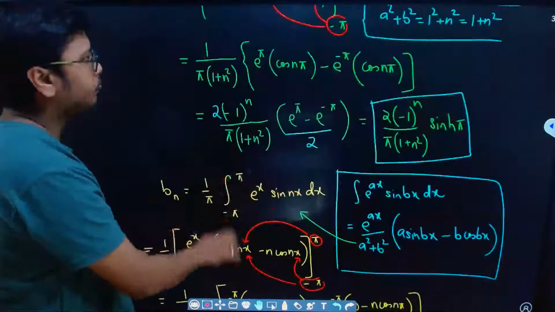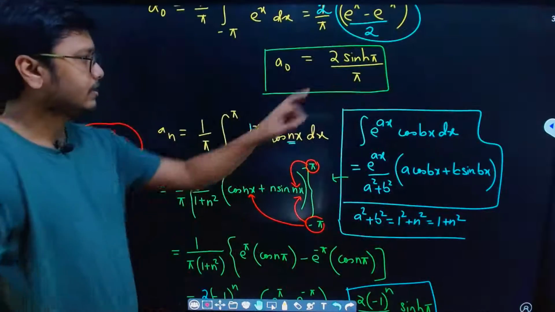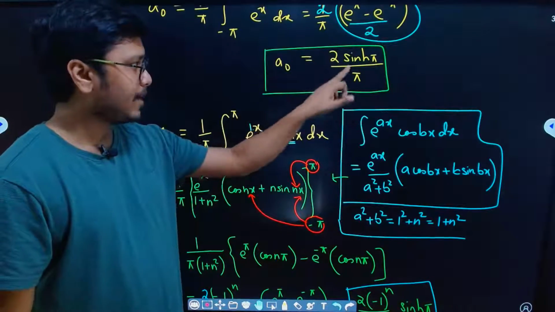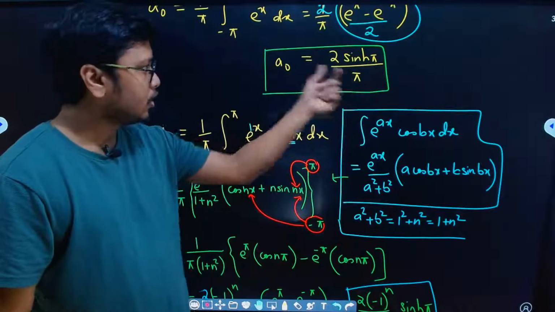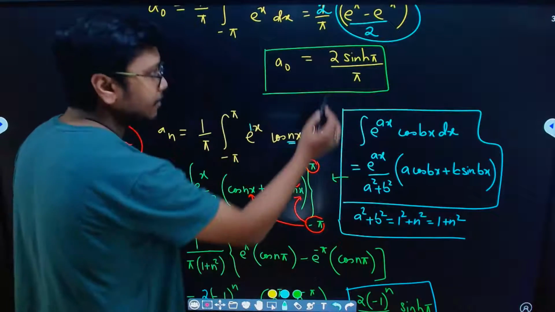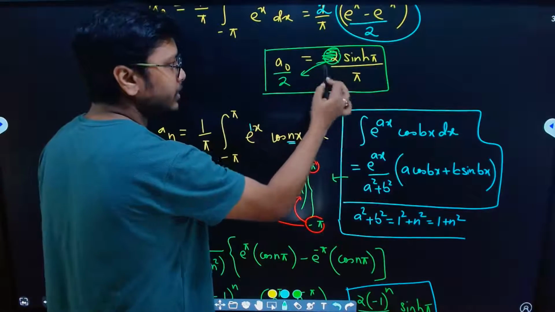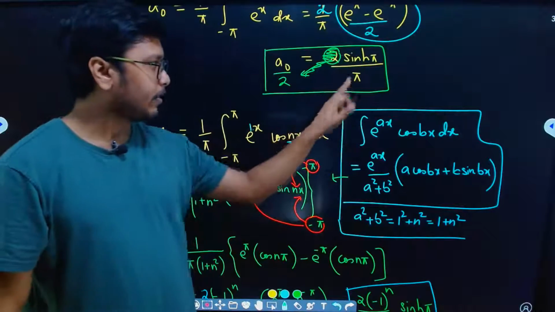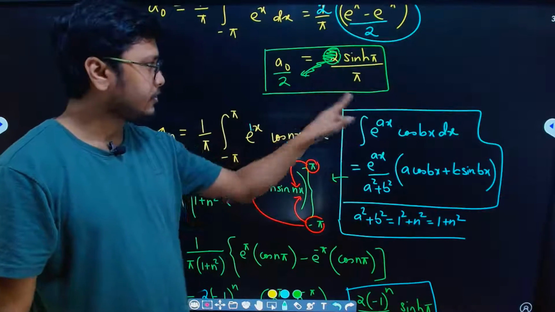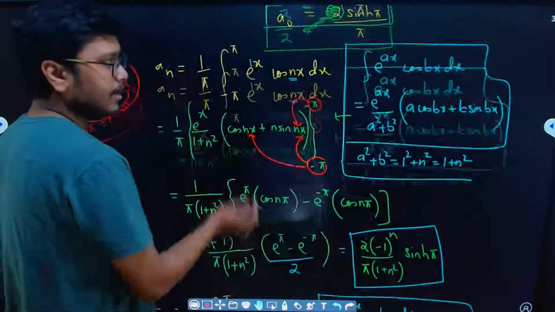The value of a0, this was the value of a0, 2 by pi sine hyperbolic pi. So if I bring this 2 on the left side, a0 by 2 is simply sine hyperbolic pi by pi. Okay, a0 by 2 is sine hyperbolic pi by pi.